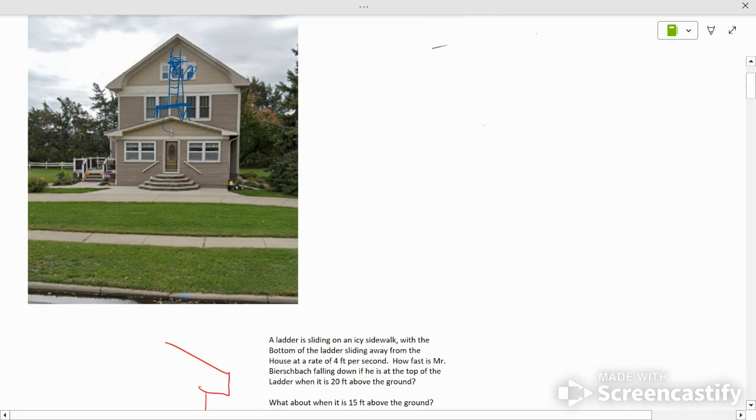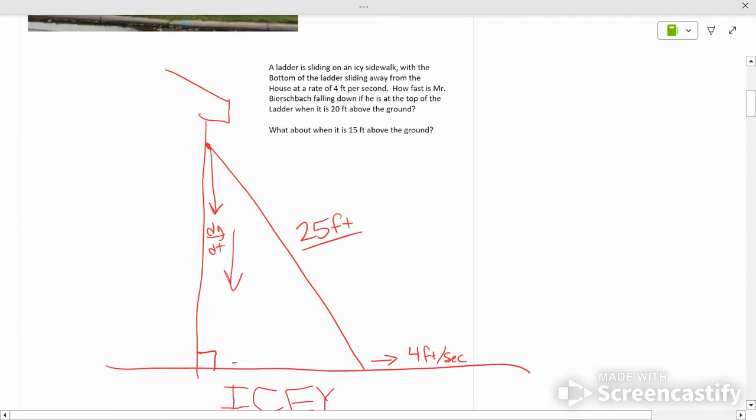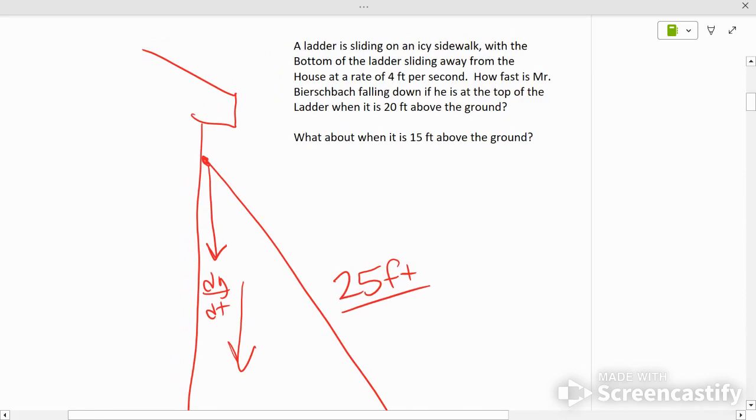And you're going, why are you talking about this, Mr. Bierschbach? Well, here we go. Related rates goes straight into that. Mr. Bierschbach, again, because only somebody would do this, put a ladder on an icy sidewalk. And I actually have never done this. I never have put a ladder on an icy sidewalk and had the ladder slip out. That would be just stupidity.